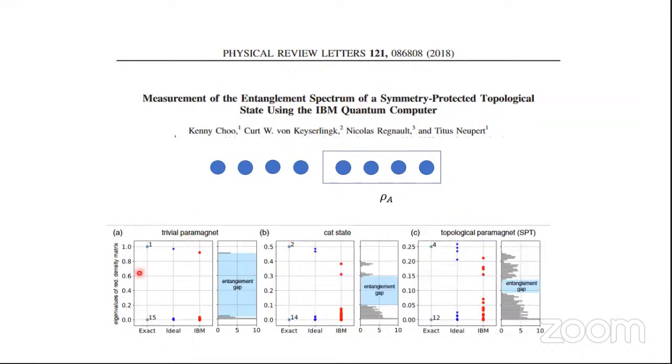Let me first discuss the case of the trivial paramagnet. I should have had this appear one by one, but let's try to focus on the left, on the trivial paramagnet. In the trivial paramagnet, the states just all point in the 0 direction. So, right, this is a pure state. It's just a very simple state.